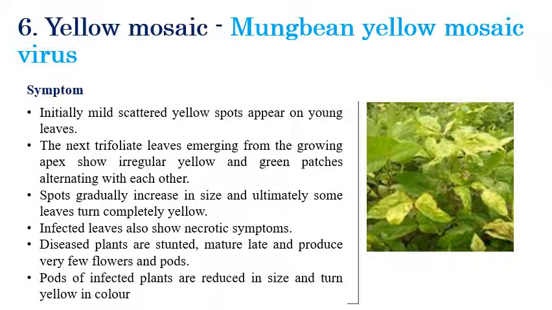Next one is yellow mosaic, which is caused by mung bean yellow mosaic virus. On the right side, we can see yellowing, which is a very common symptom produced by almost all plant viruses. Whatever the virus infection, the initial symptom is yellowing. Initially, yellowing can be seen, especially on the young leaves.